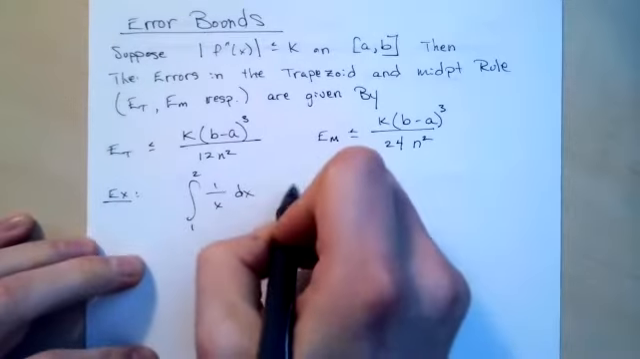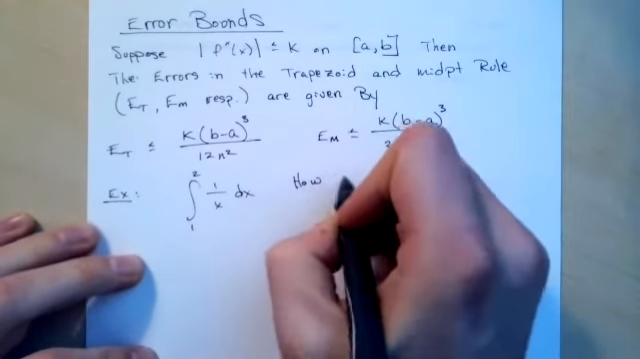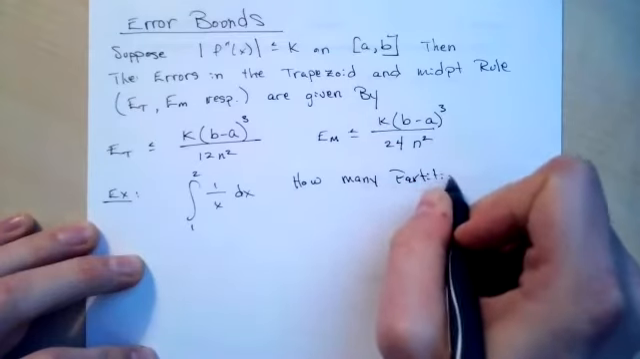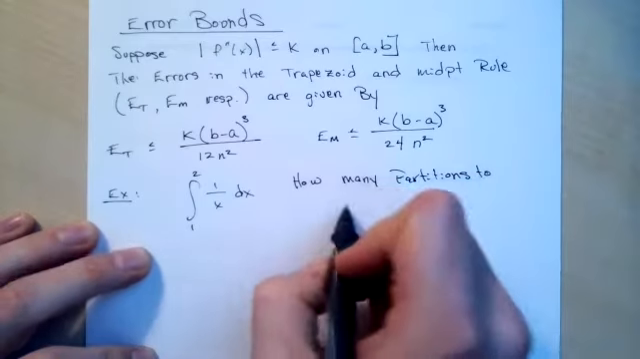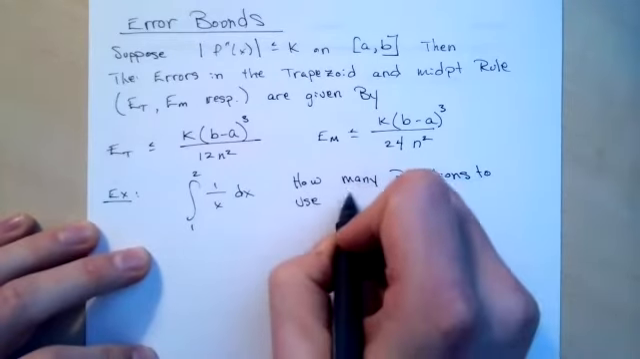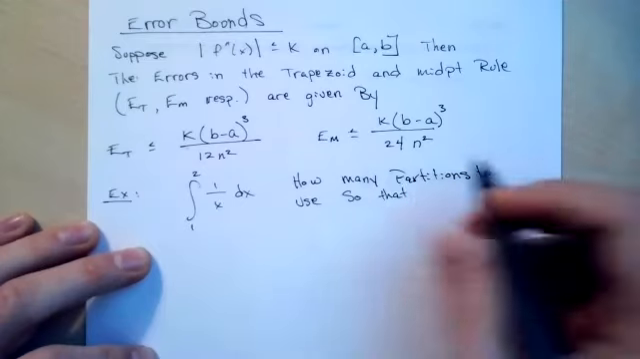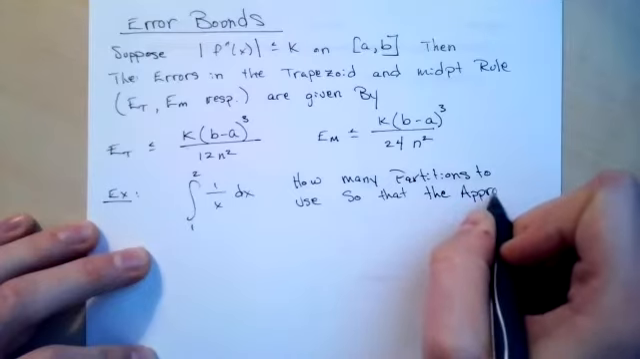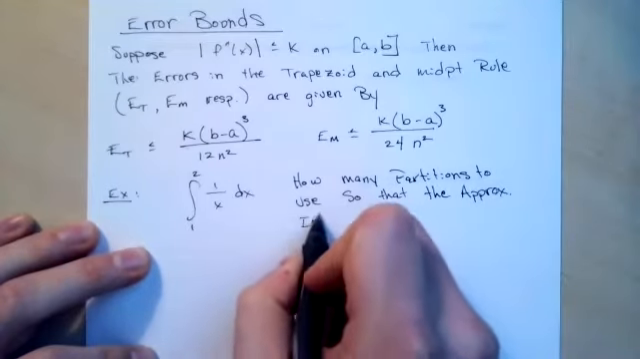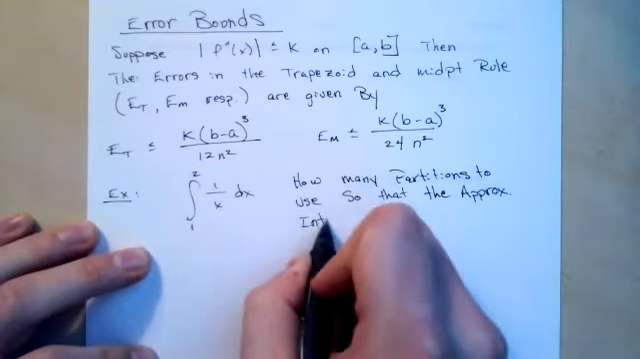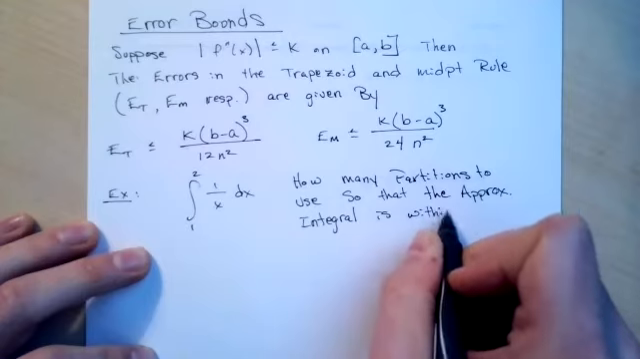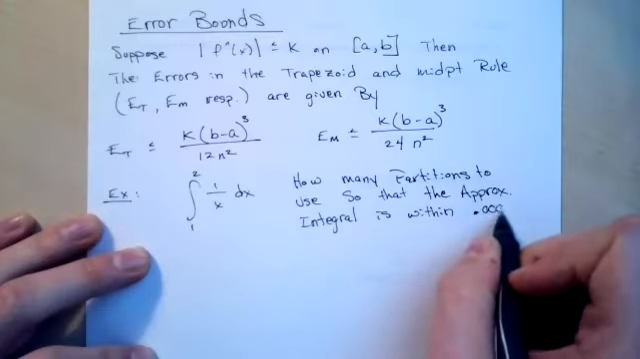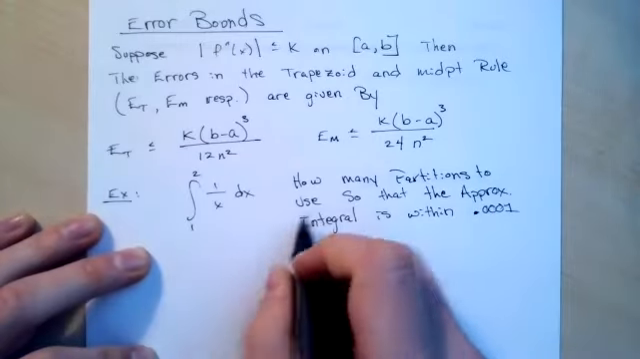And let's say, how many partitions to use so that the approximate integral is within 0.000001 from the true value.